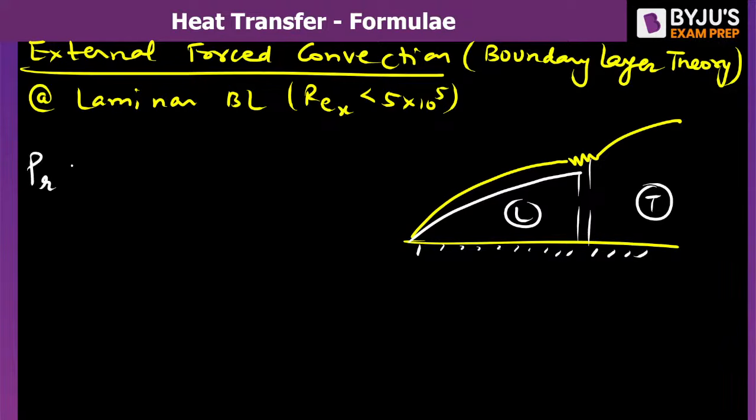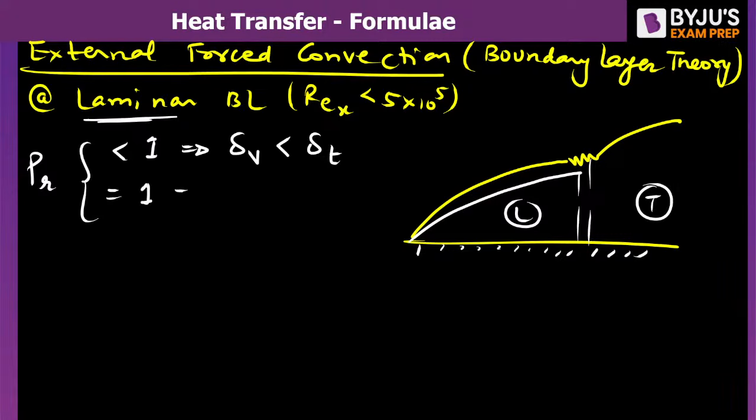For Prandtl number, for laminar boundary layer, if Prandtl number is less than 1 implies delta V, velocity boundary layer thickness, is less than delta T, thermal boundary layer thickness. If Prandtl number is equal to 1, then delta V is equal to delta T. If Prandtl number is greater than 1, then delta V is greater than delta T. Very, very important. We need to find out the Prandtl number, and based on Prandtl number, we can say if it is less than 1, then delta V.